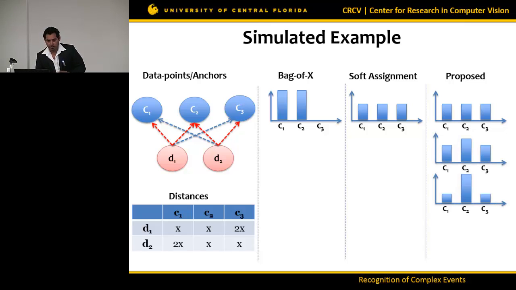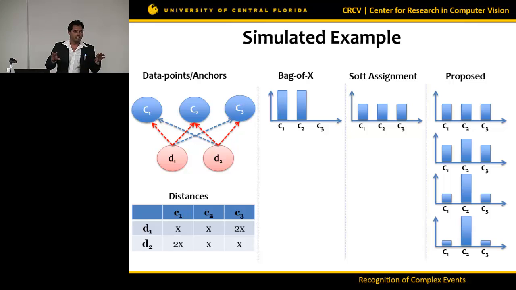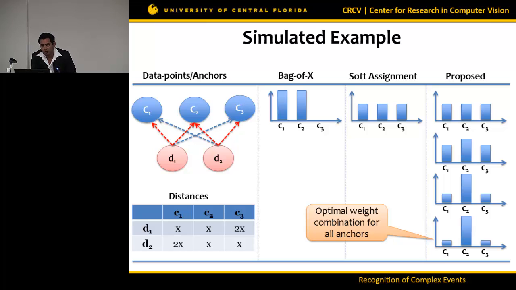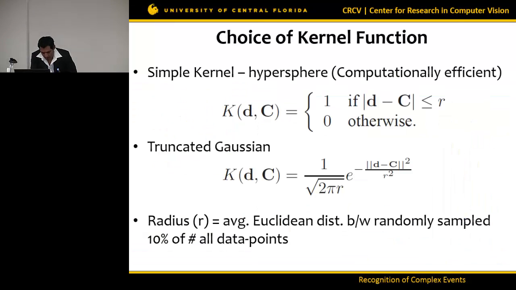But as we go through different iterations of the method, we would see that C2, which is actually contributing to the representation of both of these data points, is getting more and more weights. So that's the idea, to see how, given a set of randomly sampled characteristic points, we can represent the distribution efficiently. So this final, what we observe, is the optimal weight combination for all these characteristic points.